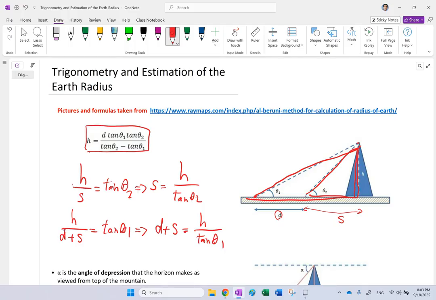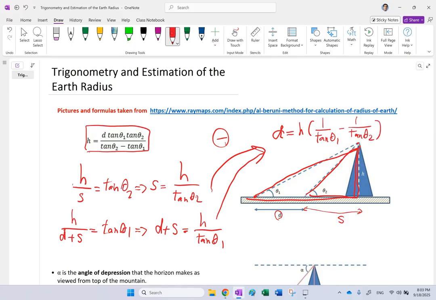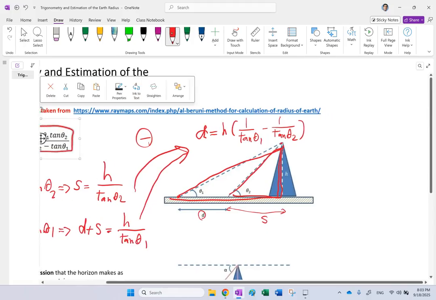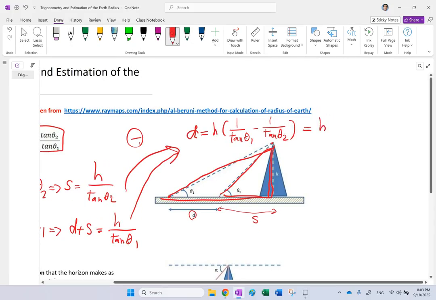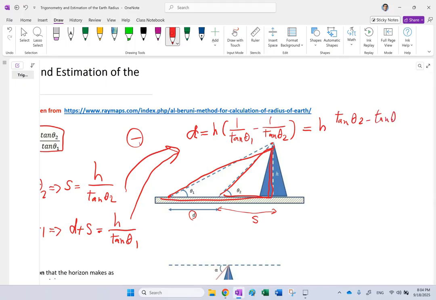And all you need is to subtract these two. If you do that, the s goes away. You're left with d on one side, and on the other side, you have h times 1 over tangent of theta 1 minus 1 over tangent of theta 2. And if you take a common denominator, clearly this is going to be h times tangent of theta 2 minus tangent of theta 1 divided by the product.